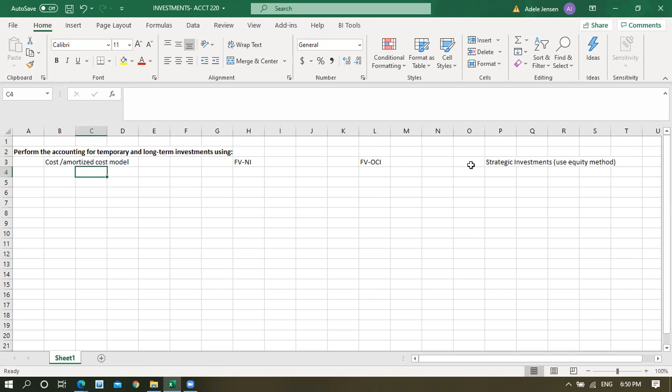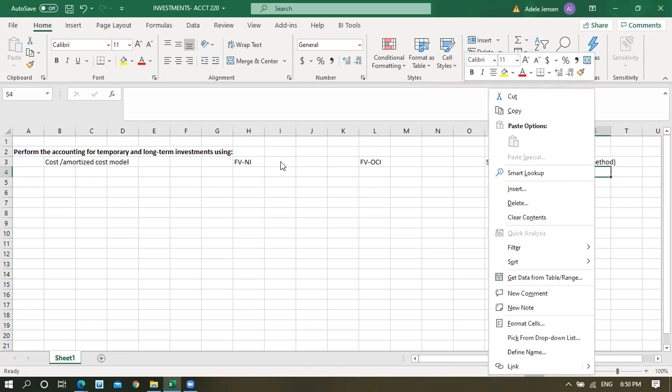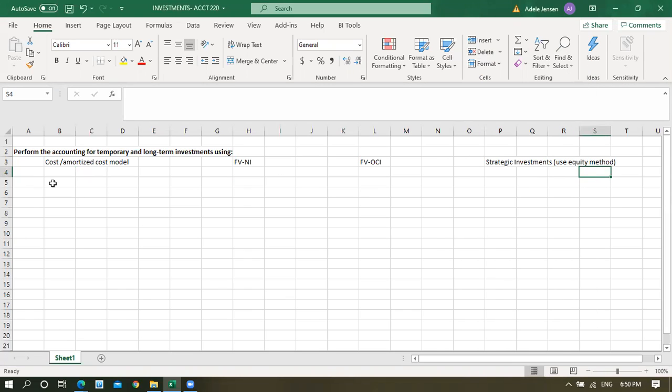And then later on in LO 13, we will move on to strategic investments where we will use the equity method. Strategic investments are the investments where we are investing in more than 20% of the shares, and that is why we would use the equity method. That will be touched on later. So let's briefly define the cost and the amortized cost model, and then we'll go into a brief example.